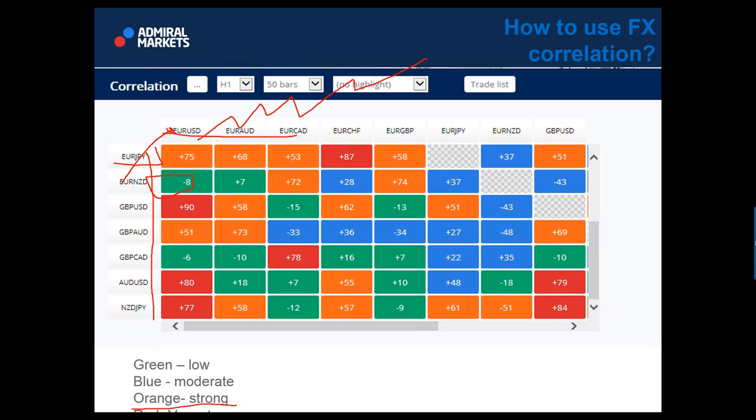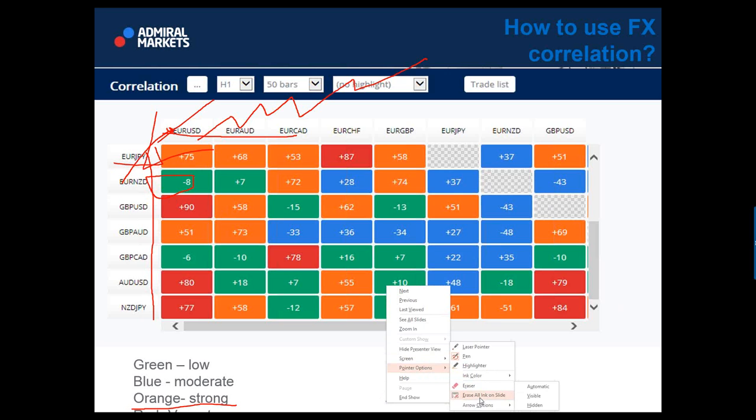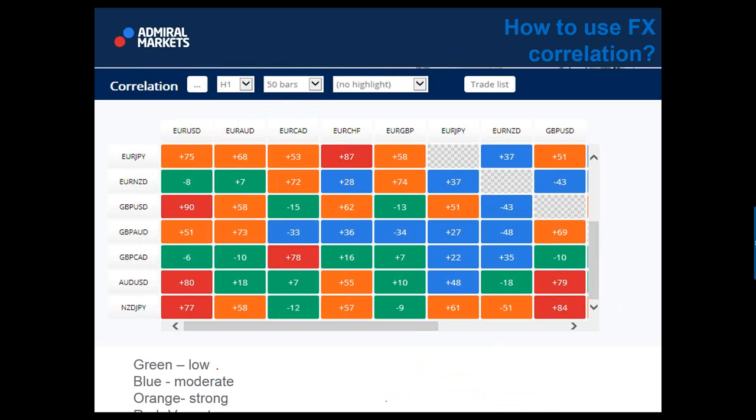But opening both euro dollar long and euro New Zealand long will not have any impact if any of those trades goes in the opposite direction. If euro dollar goes suddenly down, it doesn't necessarily mean that the euro New Zealand goes down. It can go up also. So that is a good thing. So green quadrant is low correlation. Blue quadrant is moderate correlation. Orange is strong correlation and red is very strong correlation.